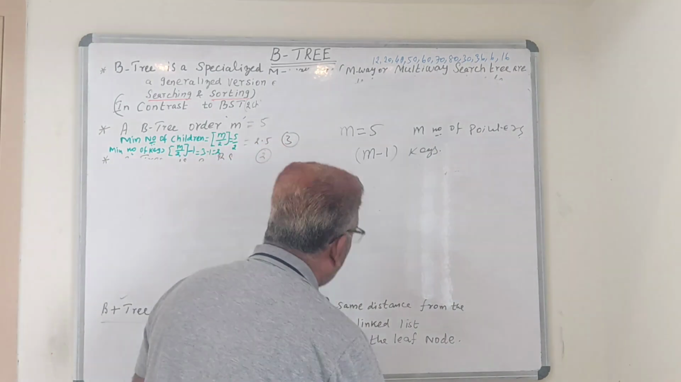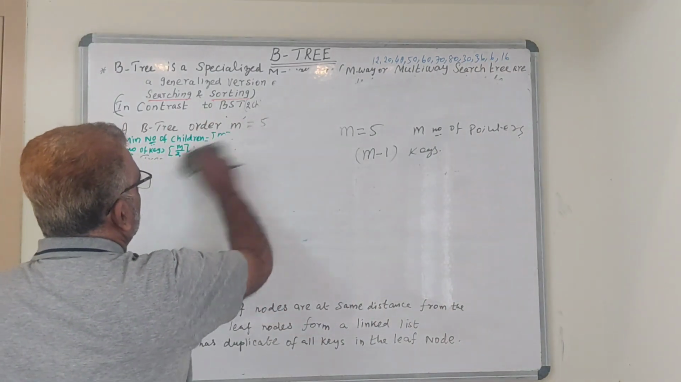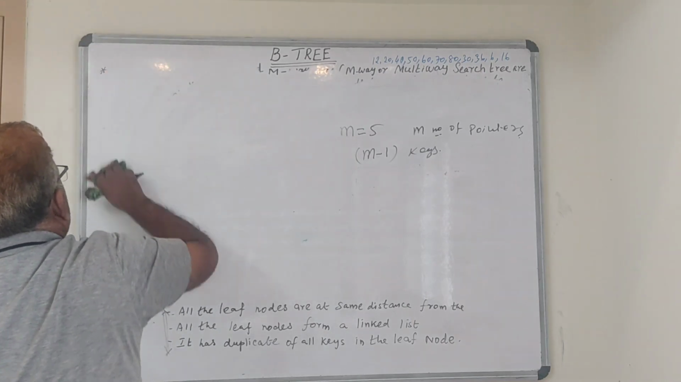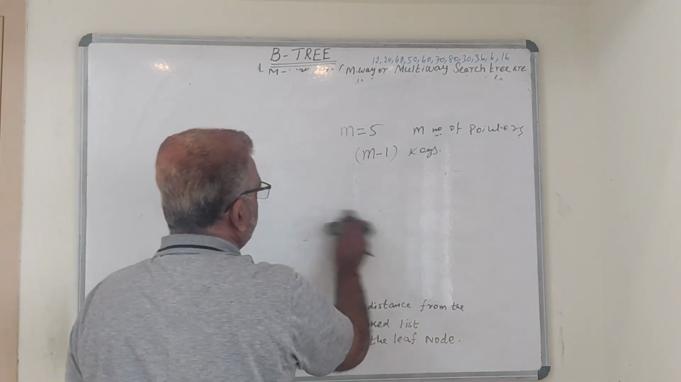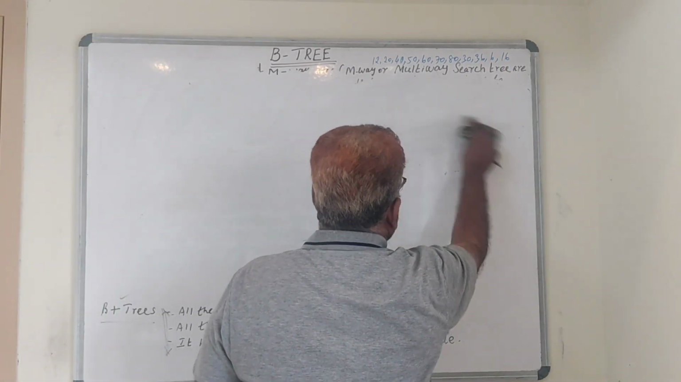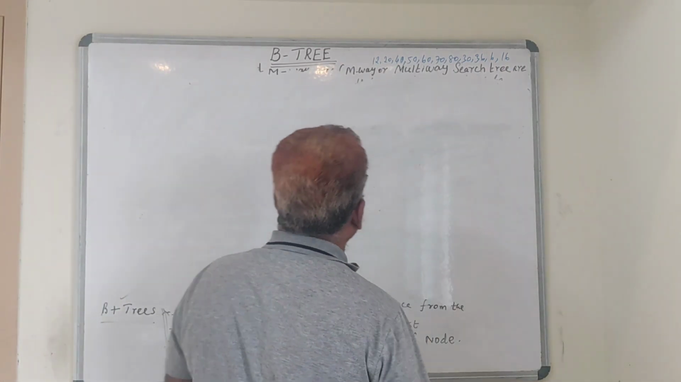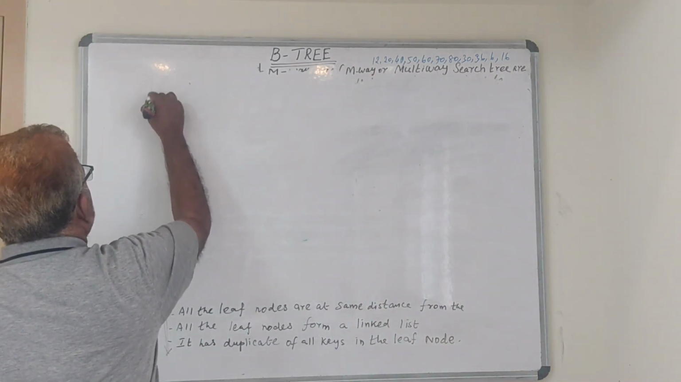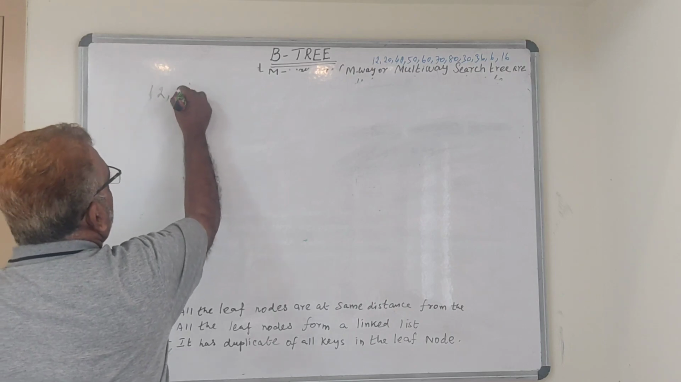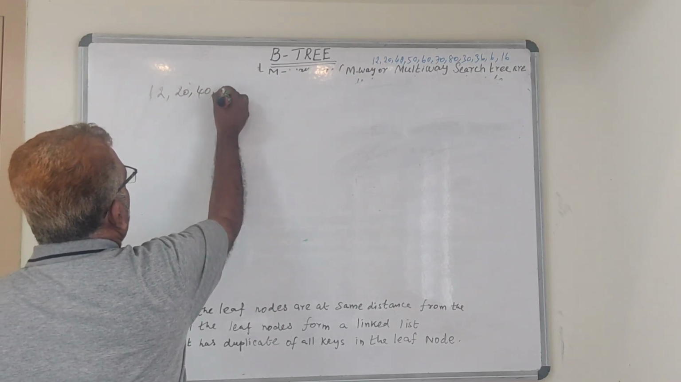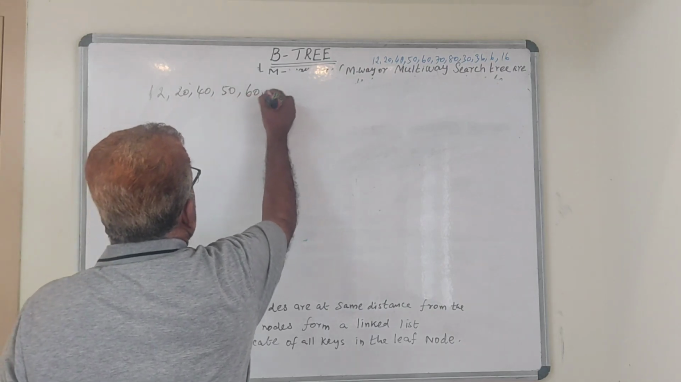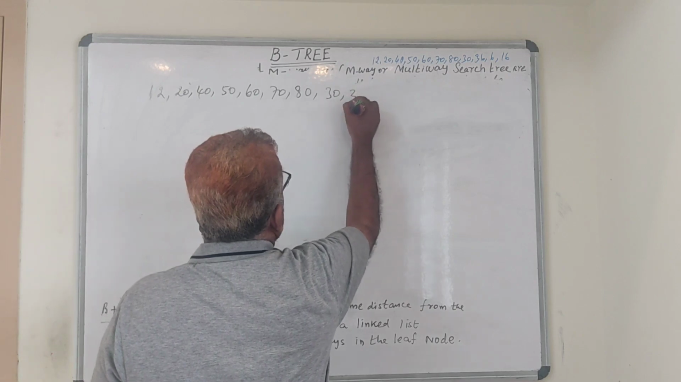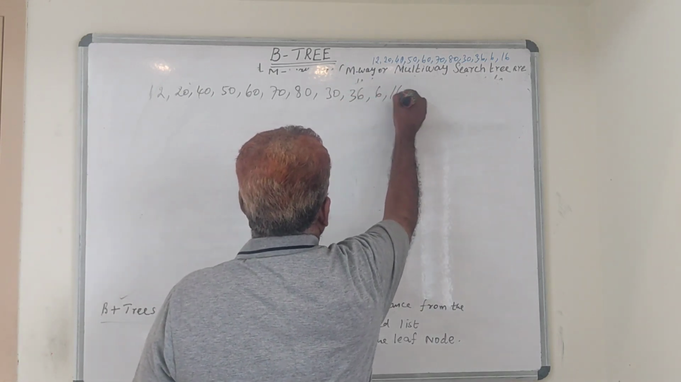So for our problem, we will consider the order of B tree with 4. A set of data is available here. These are the set of the data: 12, 20, 40, 50, 60, 70, 80, 30, 36, 6 and 16.